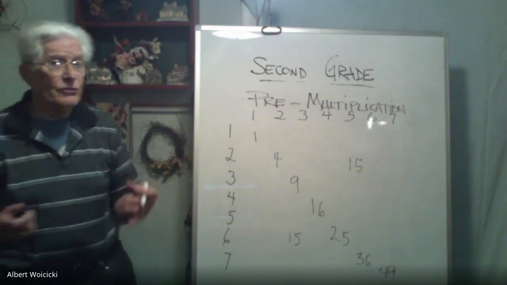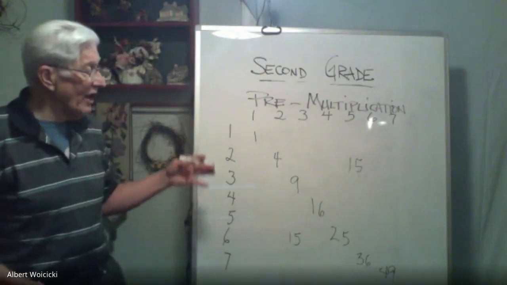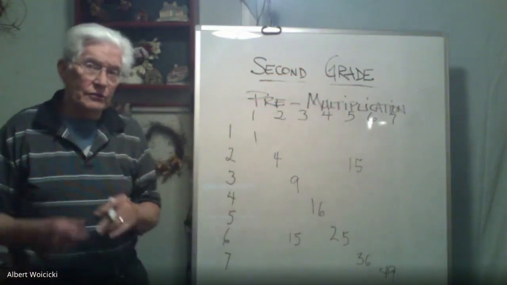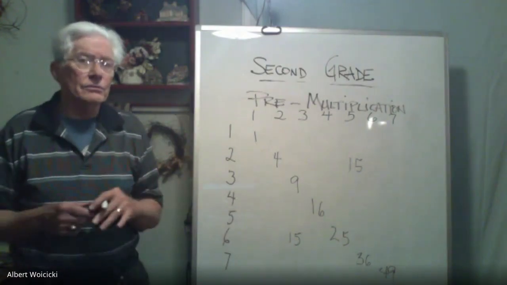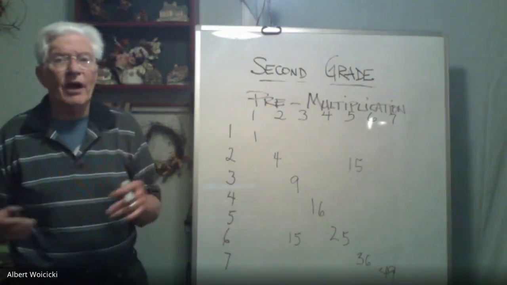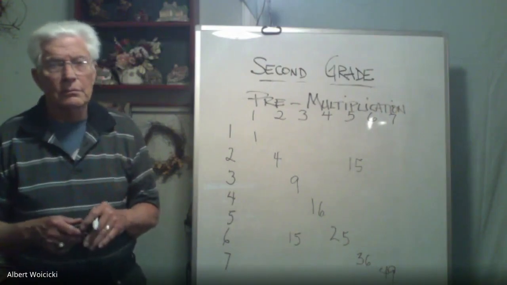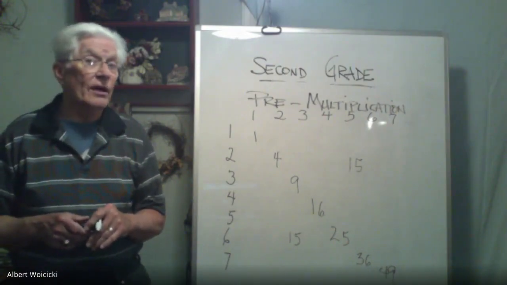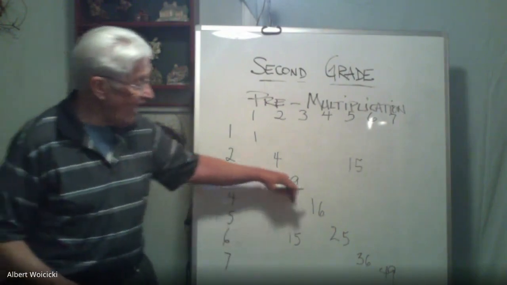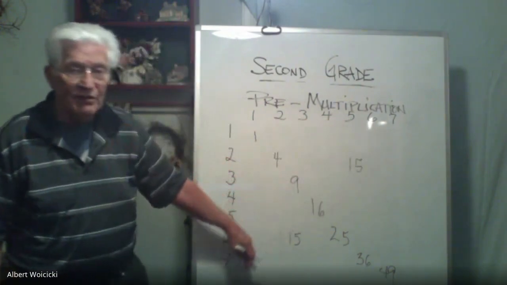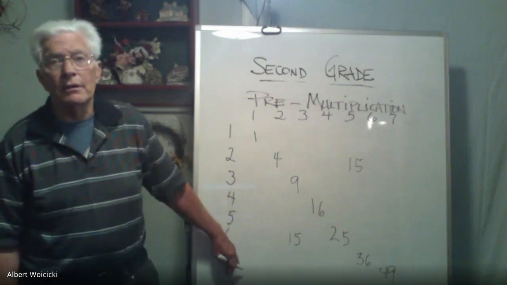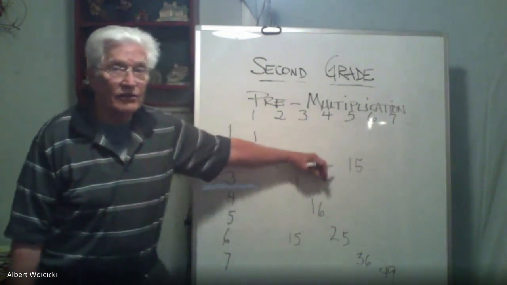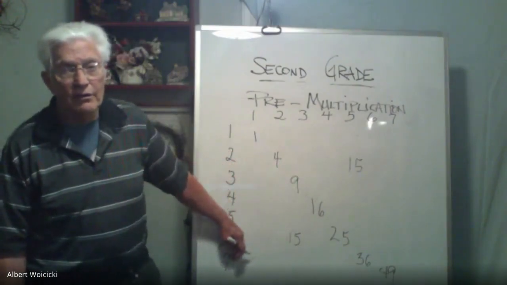Our students have decided they have to memorize 144 different things. No, they don't. They have to memorize 72. You see why? Because this half is exactly the same as this half.